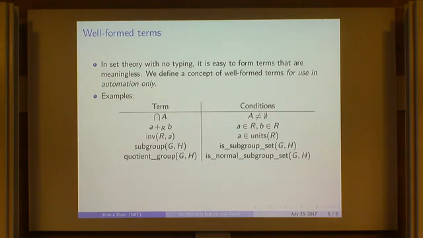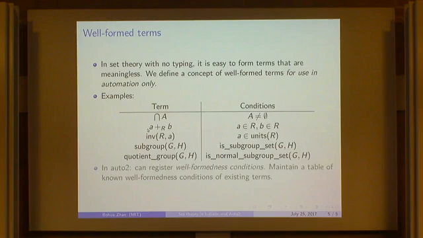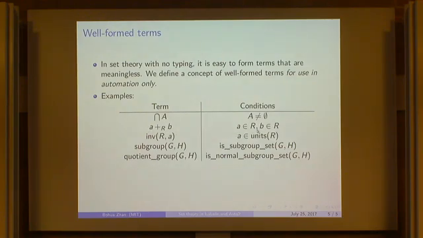So, examples. Some of these are similar to type constraints. For example, in A plus B, both A and B have to be in this structure. So these are like type constraints. But this well-formed condition is also more general than the usual type constraint. For example, taking the inverse, we can set the condition that A has to be a unit, or taking a quotient group, we can set the condition that H is actually a normal subgroup of G.